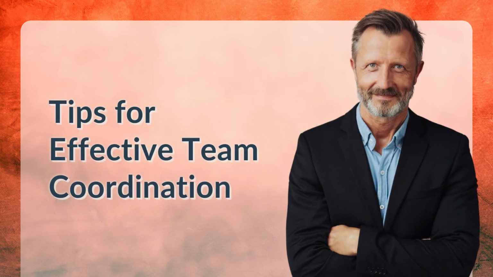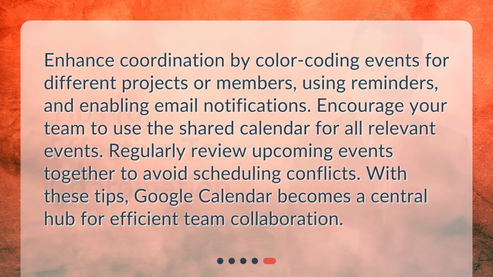Tips for effective team coordination. Enhance coordination by color-coding events for different projects or members, using reminders and enabling email notifications. Encourage your team to use the shared calendar for all relevant events. Regularly review upcoming events together to avoid scheduling conflicts. With these tips, Google Calendar becomes a central hub for efficient team collaboration.